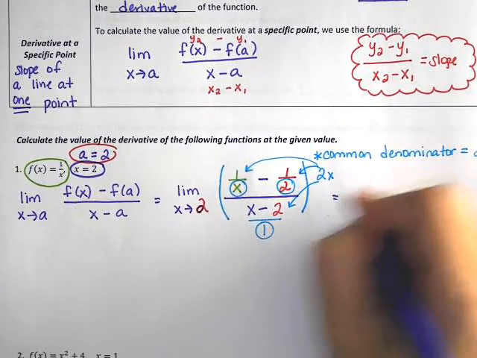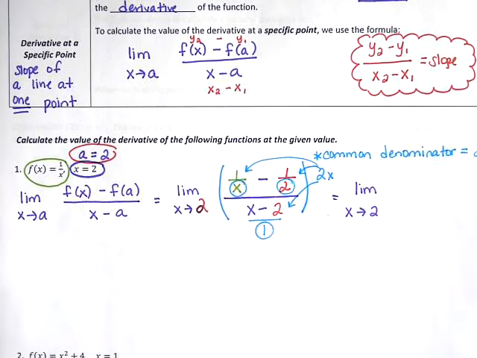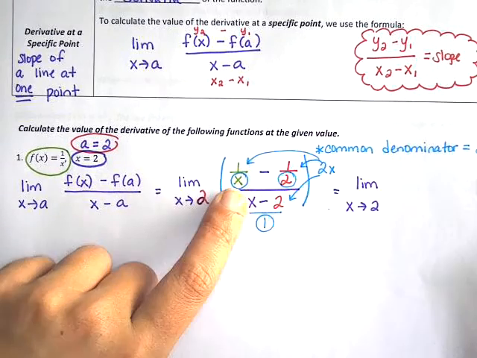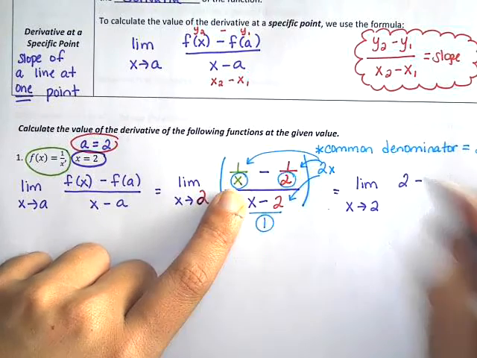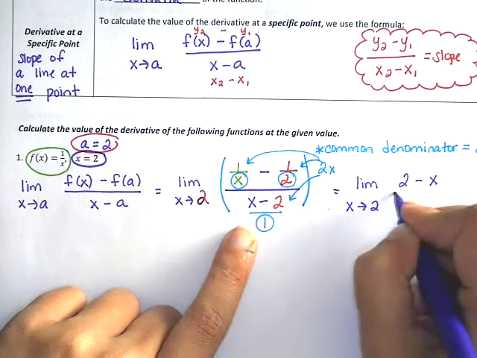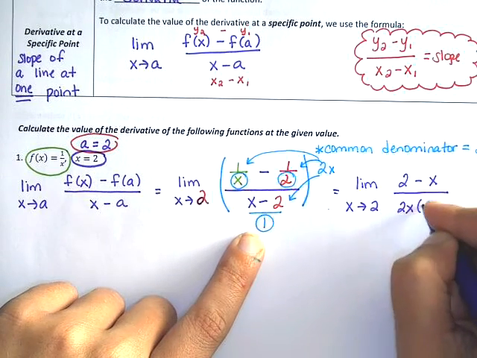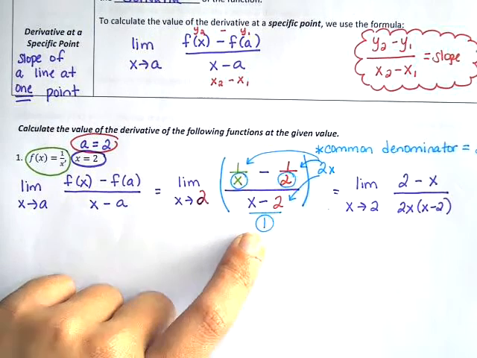My new limit is going to be the limit as x approaches 2 of, in the first fraction the x's cancel, so it's just a 2, minus in the second fraction the 2's cancel, so it's an x. All over, nothing cancels on the bottom, so it would be 2x times x minus 2.